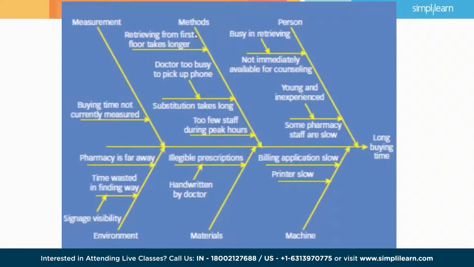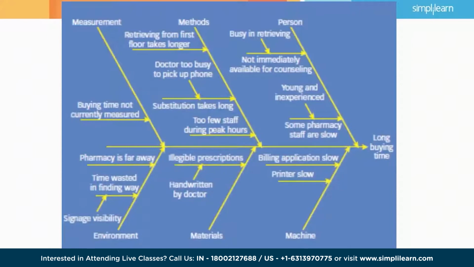For example, in this case, we have long buying time. So why you may be having a long buying time? Because of your methods. If you go to the methods, it's fine. Because retrieving from the first floor takes longer. Another option, substitution takes long. Let's say this is a clinic that you are looking at for buying things. Doctor is too busy to pick up the phone. Okay, let's go to the people spine.